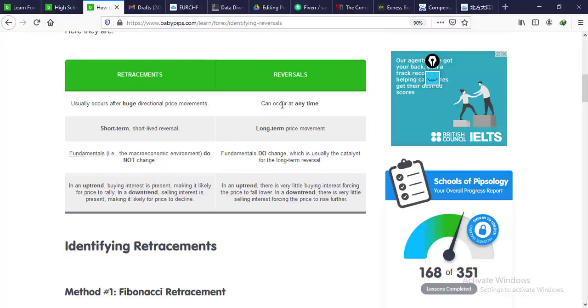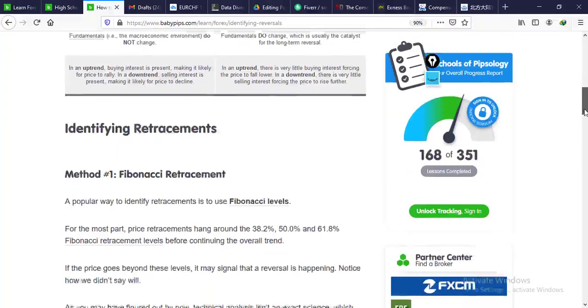However, a reversal can occur at any time. Unlike short term retracements, reversals are long term price movements. And for the fundamentals, unlike in retracement where nothing changes, when it's a reversal, fundamentals do change. In fact, fundamentals are the catalyst for long term reversal. If it's in an uptrend, there is very, very little buying interest, forcing price to fall lower. And if it's a downtrend, there is very little selling interest, forcing price to rise further.